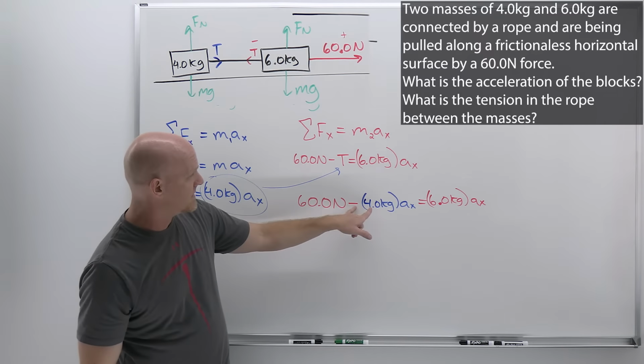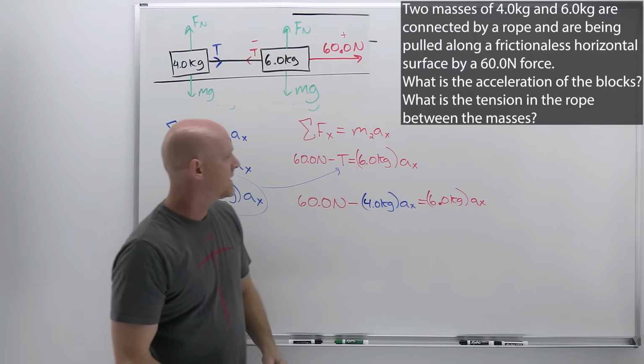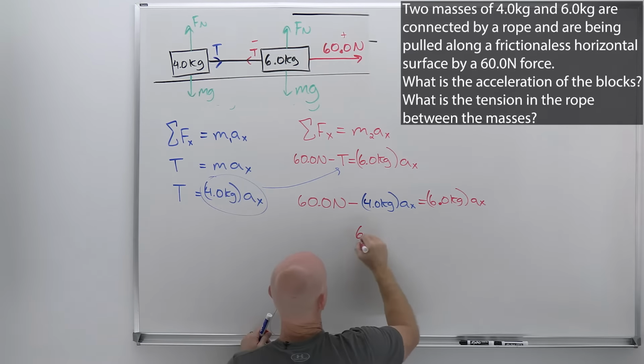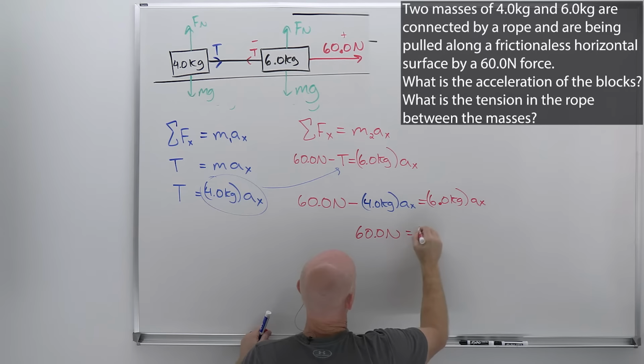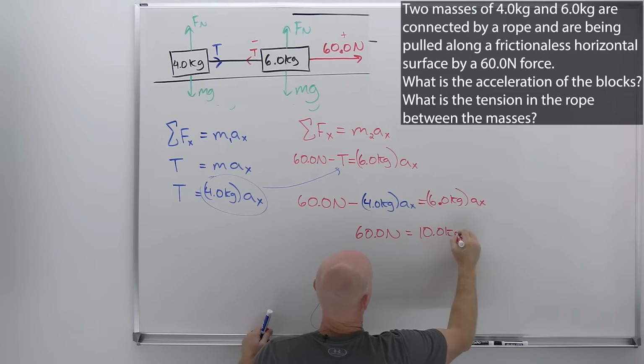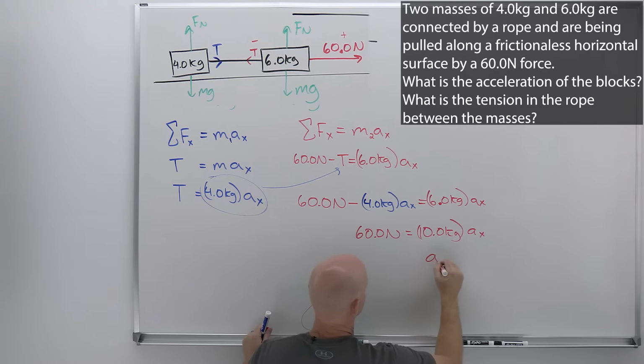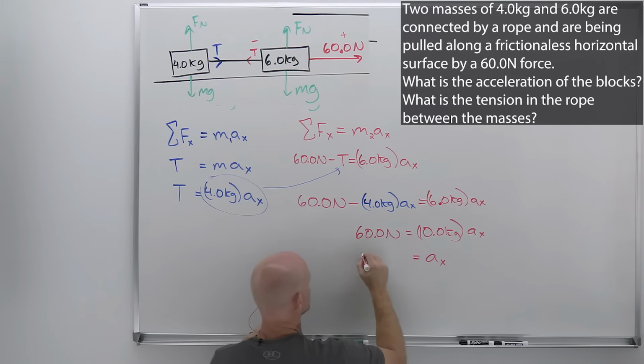All right, and so then we'll take and add the 4 times the acceleration over to the other side, and we're going to end up with 60.0 newtons equals 10.0 kilograms times the acceleration. So divide through by 10, and we can see that this acceleration is going to equal 6.00 meters per second squared.